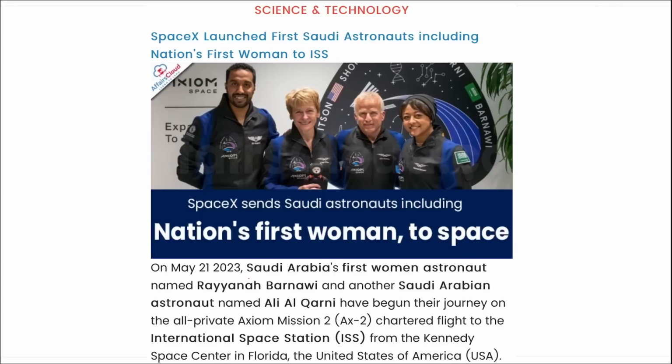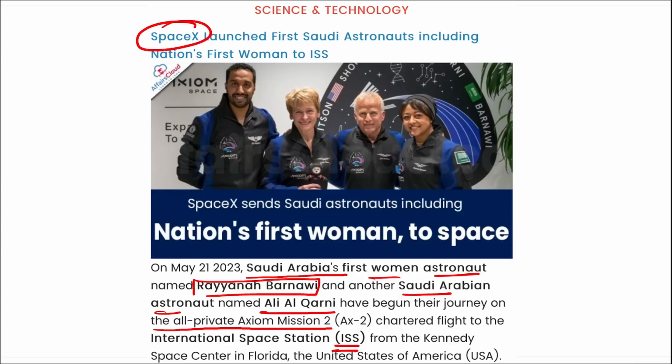As you can see here in the picture, Saudi Arabia's first woman astronaut, Rayyanah Barnawi, and another Saudi Arabian astronaut, Ali Al-Qarni, have begun their journey on the all-private Axiom Mission 2. It is a flight chartered to the International Space Station. This was launched from Kennedy Space Center in Florida, USA, and it was SpaceX that launched the first Saudi Arabian astronauts, including the first Saudi Arabian woman astronaut, to the International Space Station.